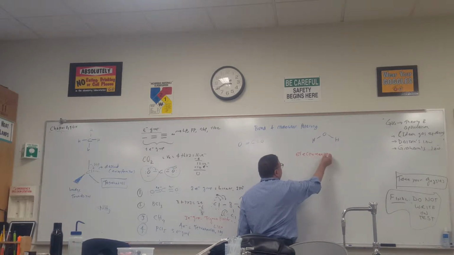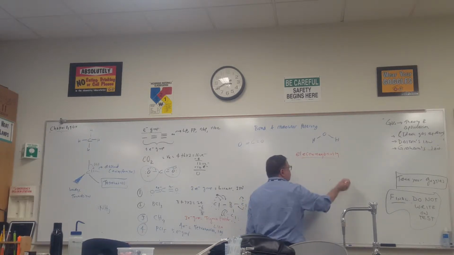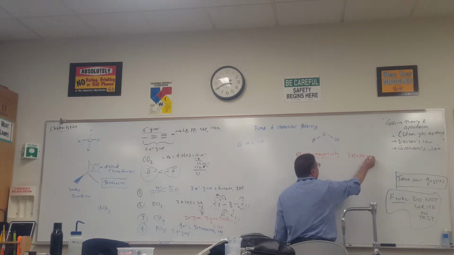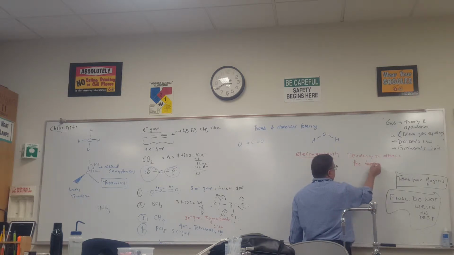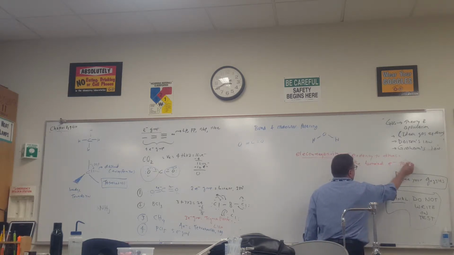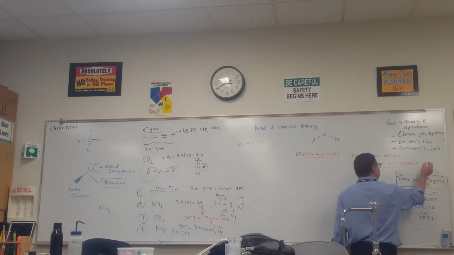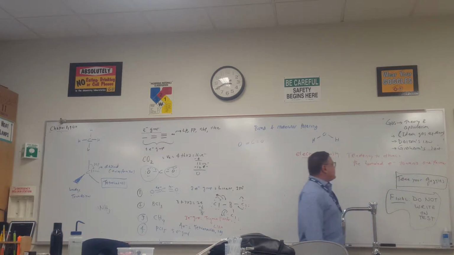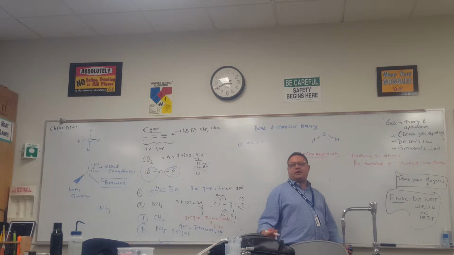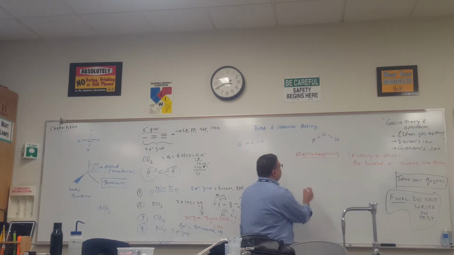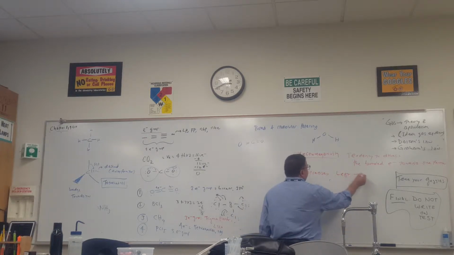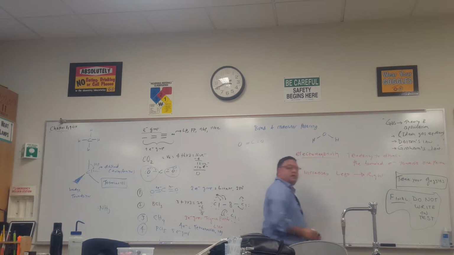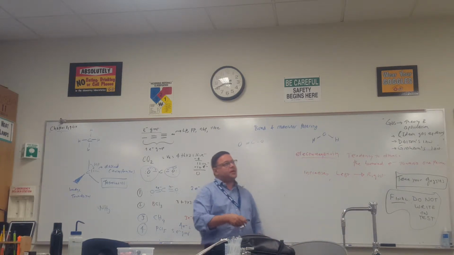Electronegativity is the tendency to attract the bonded electrons towards one partner of the bond. And it increases from left to right, this way.